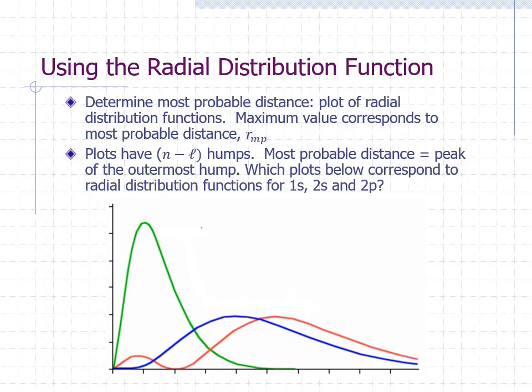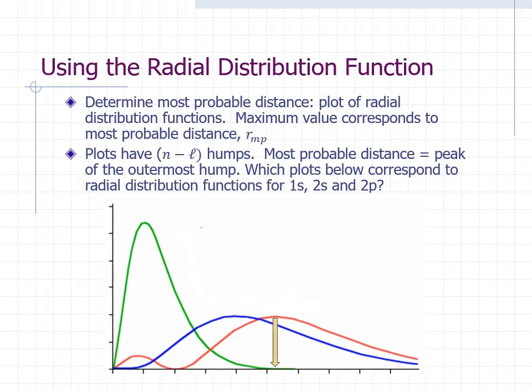Let's see, of the three orbitals, only the 2s orbital has two humps. The quantum numbers n and l are 2 and 0. 2 minus 0 is 2. So, the red curve must be the radial distribution function for the 2s orbital. The peak of the outermost hump of the red curve corresponds to the most probable distance from the nucleus of an electron in the 2s orbital.